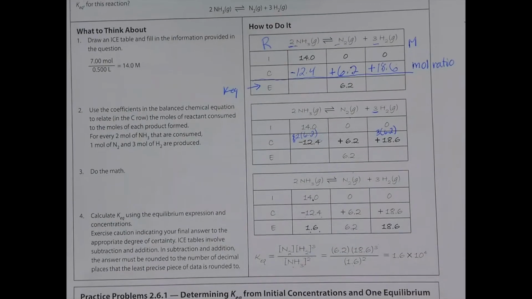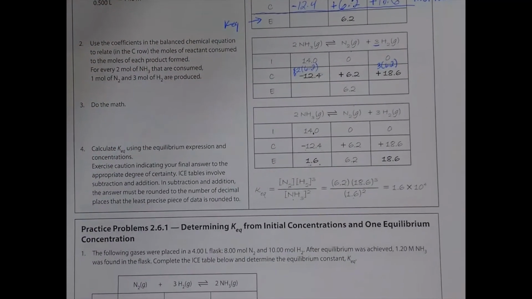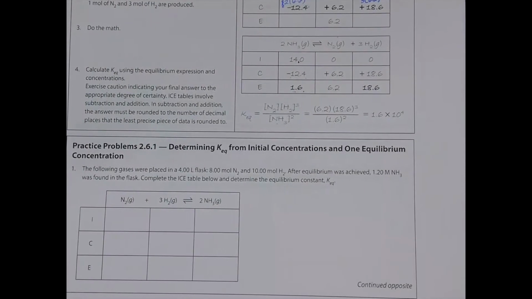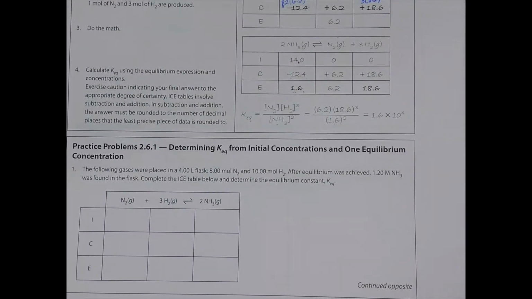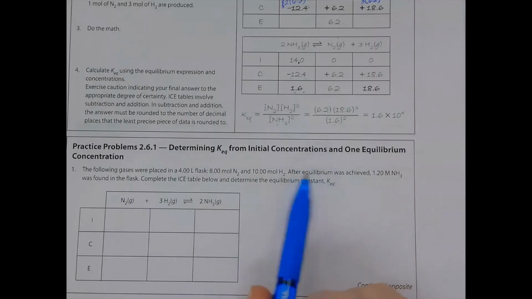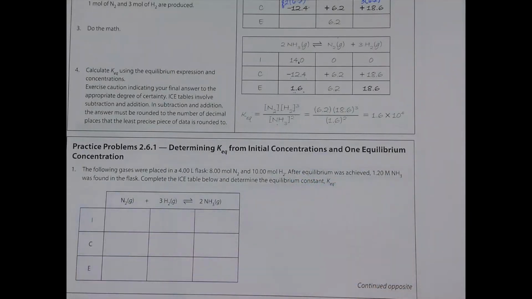All right. So we're going to take a look at the next one, the practice problem. So you guys have another example and we can walk through it fresh. So it says the following gases were placed in a 4-liter flask, 8 moles of nitrogen and 10 moles of hydrogen. After equilibrium was achieved, 1.2 molar NH3 was found in the flask. So this one's already in a molarity, so I'm going to go ahead and put that in.